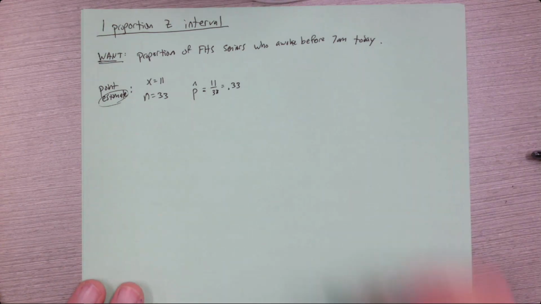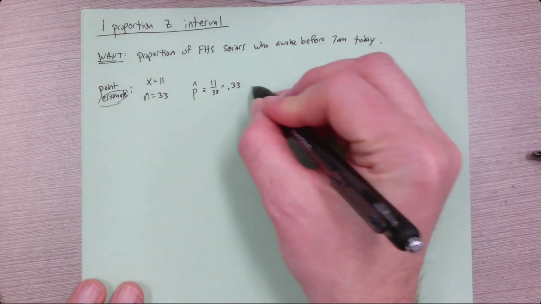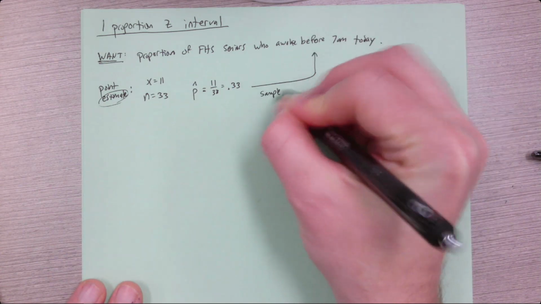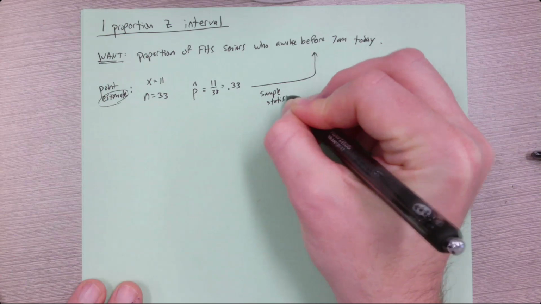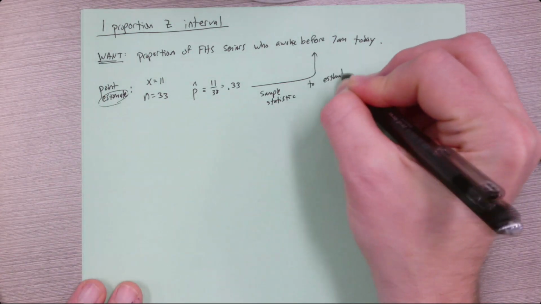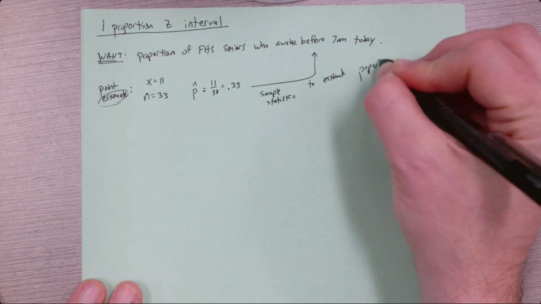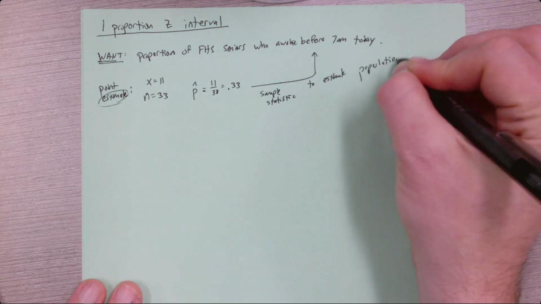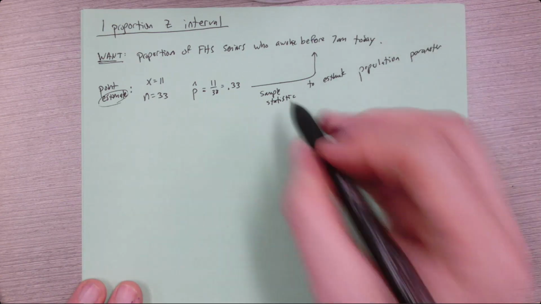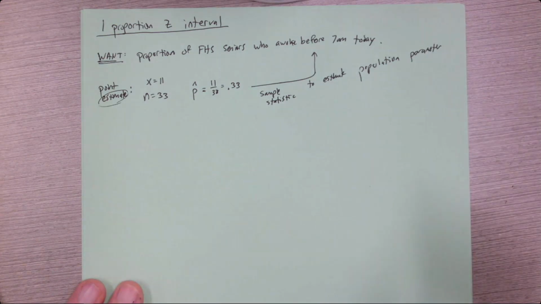Just to practice a little bit of vocab here, what we've done is we have used a sample statistic, that's the p-hat, to estimate a population parameter. So we've used a sample statistic to estimate a population parameter.